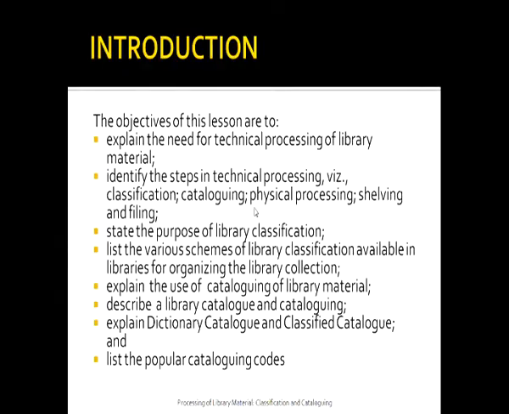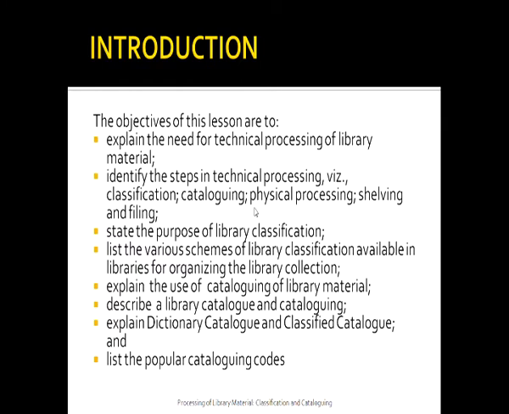The objectives of this particular lesson are: firstly, explain the need for technical processing of library material. Secondly, identify the steps in technical processing. For example, the steps are classification, cataloging, physical processing, shelving and filing of library material. Thirdly, state the purpose of library classification.